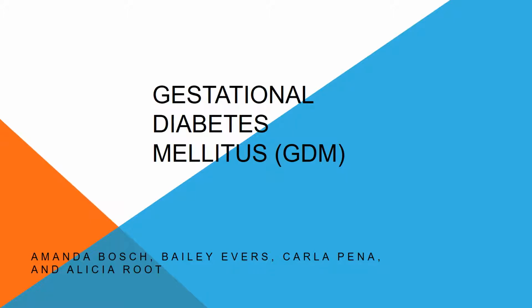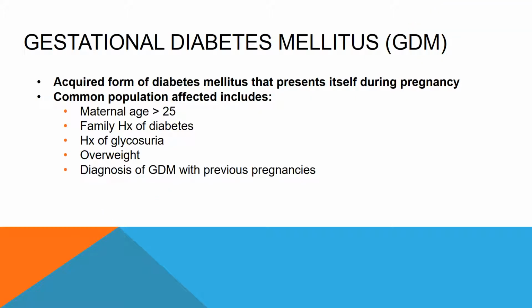Gestational diabetes mellitus. Gestational diabetes mellitus is an acquired form of diabetes mellitus that presents itself during pregnancy. The common population that gestational diabetes affects is the maternal age older than 25, family history of diabetes, history of glycosuria, overweight, and a diagnosis of GDM with previous pregnancies. This means the risk factors for GDM can be either acquired or genetic.